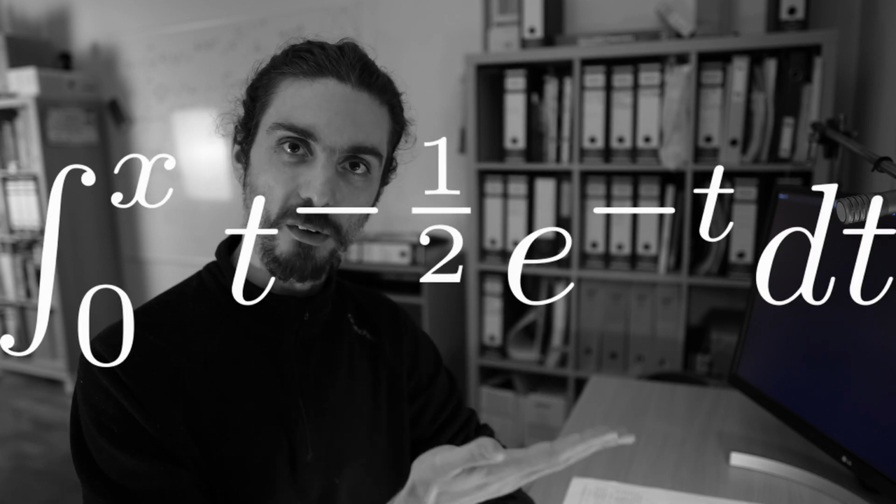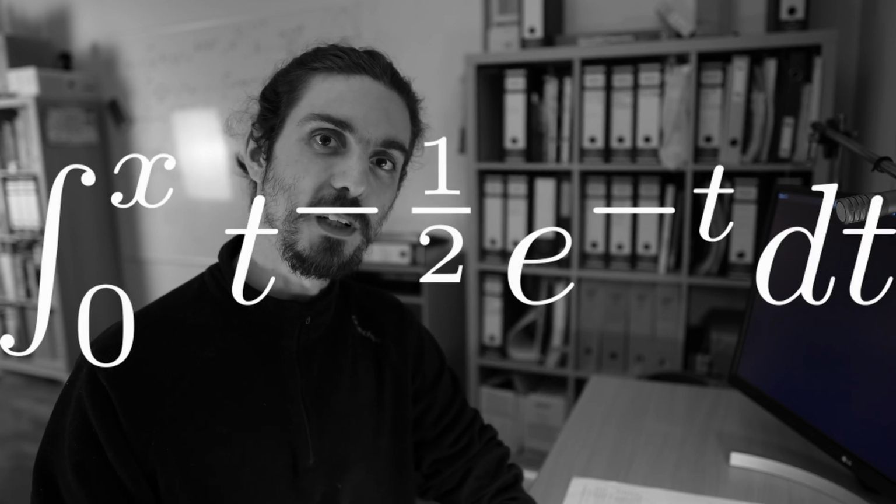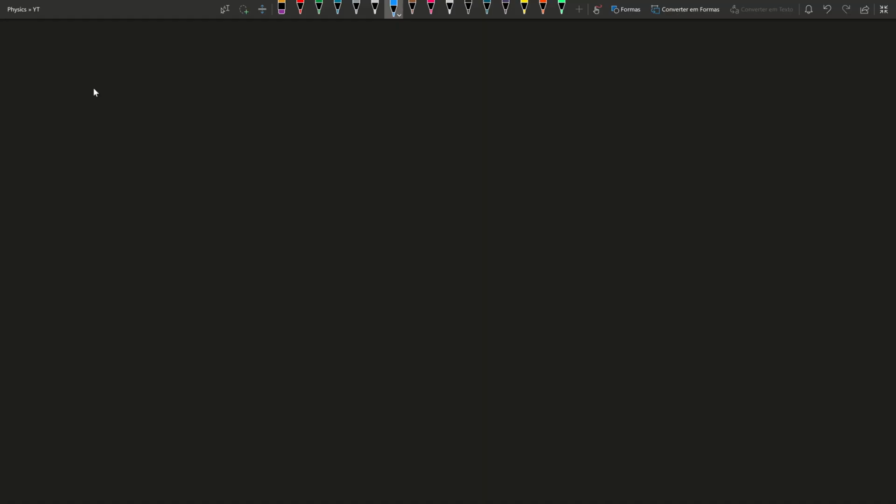Hello everyone! Our goal today is to use integration by parts to evaluate the asymptotic behavior of this integral as x goes to infinity. Let's see. The integral we are tackling is from 0 to x dt, t^(-1/2) exponential minus t, and we can rewrite this as two parts.